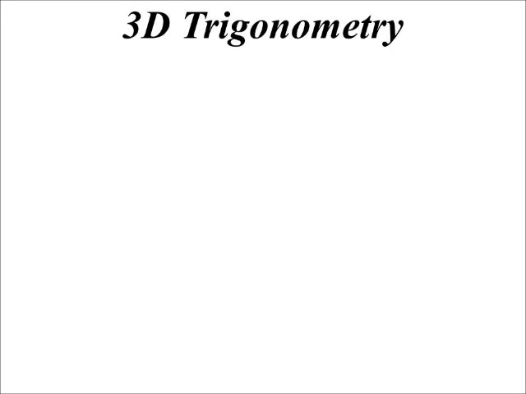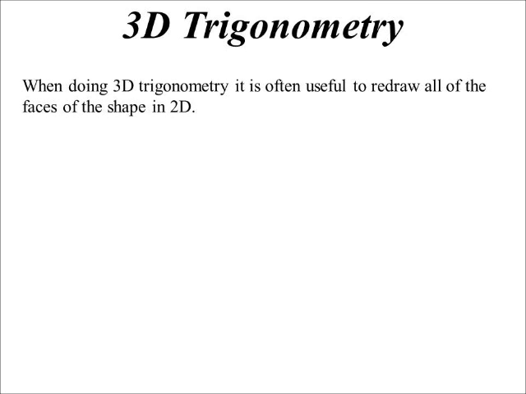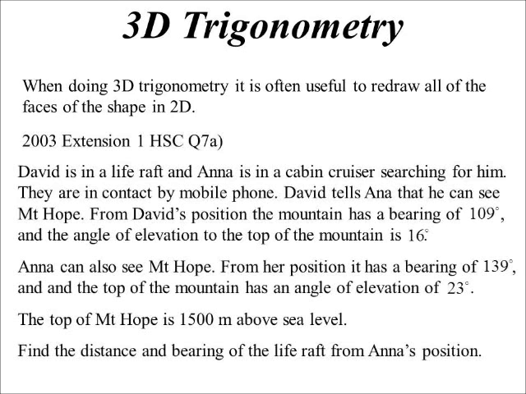So 3D. Now, I often find it handy to redraw all the different two-dimensional shapes in the 3D diagram. I just find it easy to get my head around the problems, because sometimes three-dimensional diagrams can be deceptive. You start thinking things are collinear and they're not necessarily collinear and things like that. So let's do it via an old HSC question, 2003 paper.